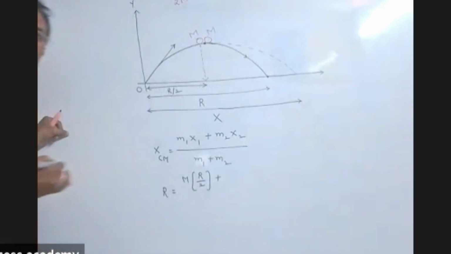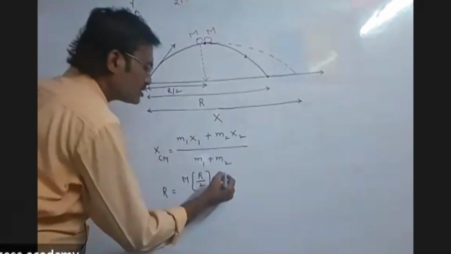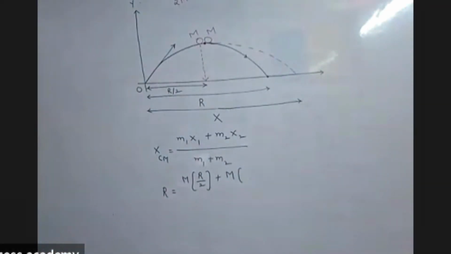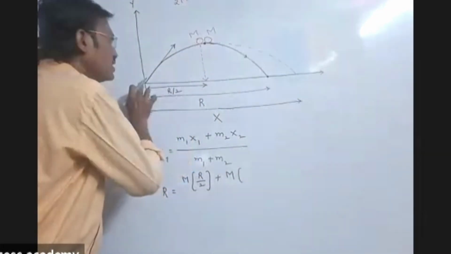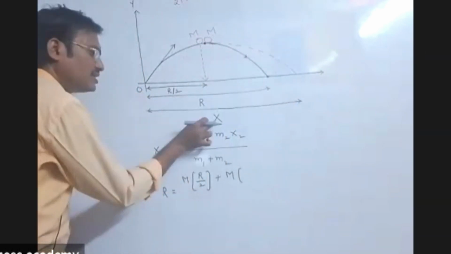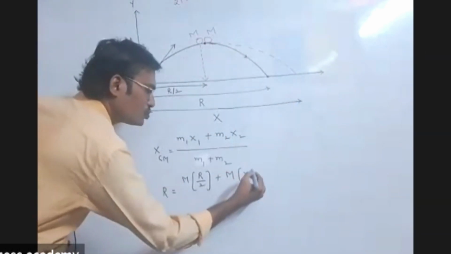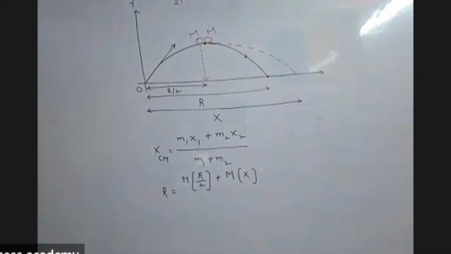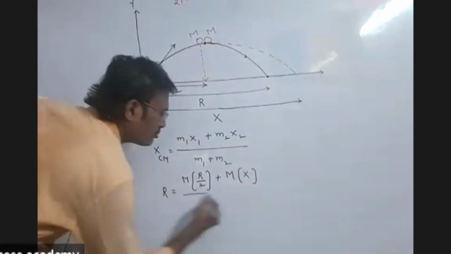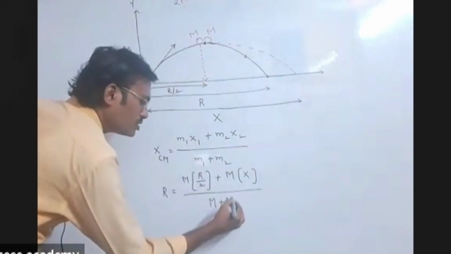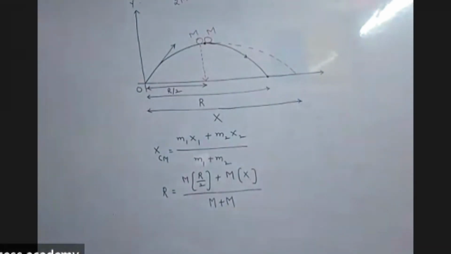plus m2, another mass, and again from the origin, this second part strikes the ground at x distance. So this is m2 x2. x2 is nothing but x, by the total mass. m1 is m and m2 is also m. Take out the m as common and cancel.